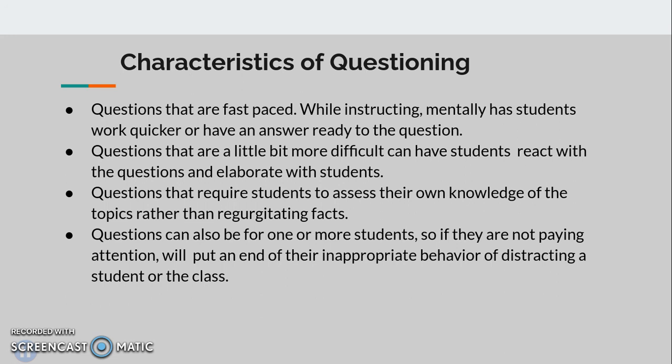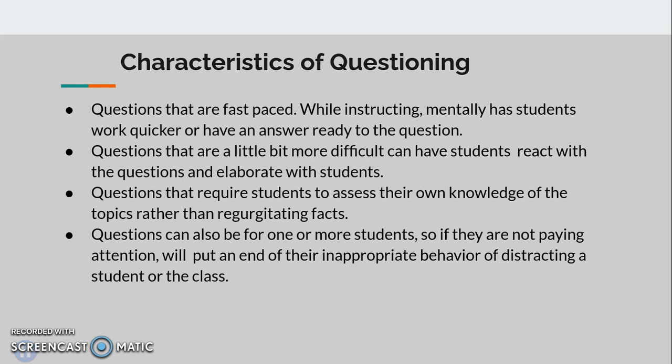Next one is questions that are a little bit more difficult can have students react to the questions and elaborate with students. So this has students think a little more about the question, such as in a discussion. Example, this question: what is a major theme in the novel? Find evidence. This is going to have students look back to find evidence to support their argument or their answer.